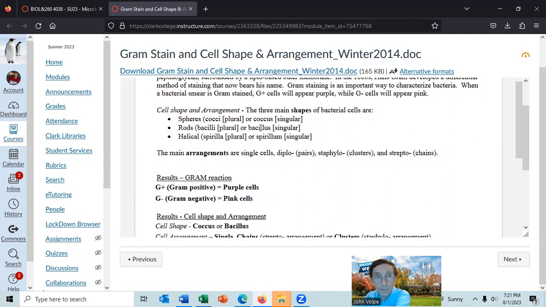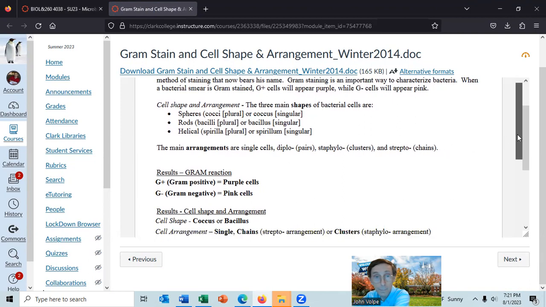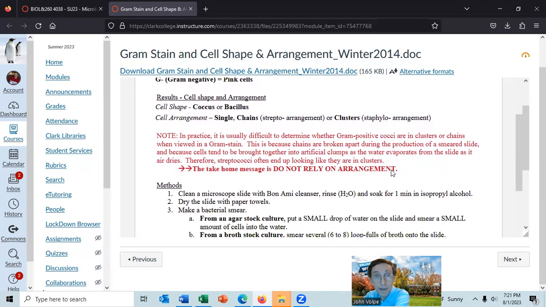Telling you what the shape arrangement is, the shape, and the main arrangements are for single cells, diplo pairs, staphylo clusters, strepto chains. In practice, it's usually difficult to determine if gram-positive cocci are in clusters or chains when viewed in the gram stain. This is because the chains break apart and cells tend to be brought together into artificial clumps. And therefore, streptococci often look like they're in clusters. So do not rely on the arrangement from the gram stain.